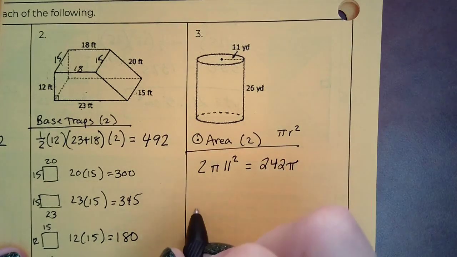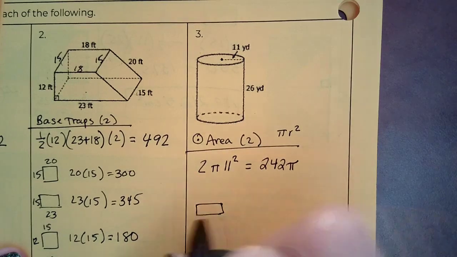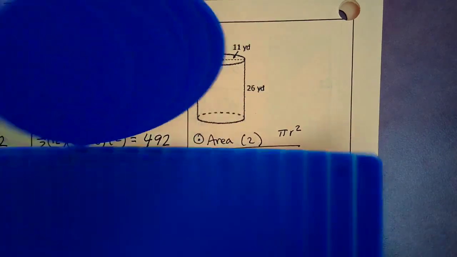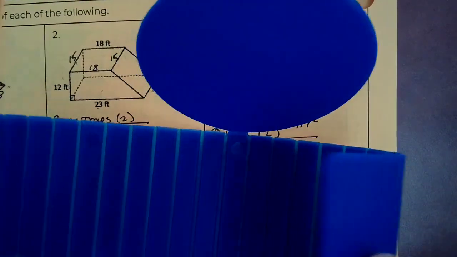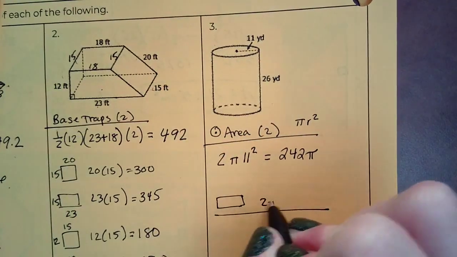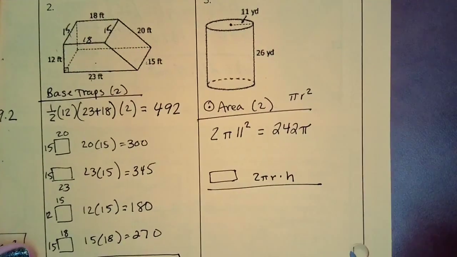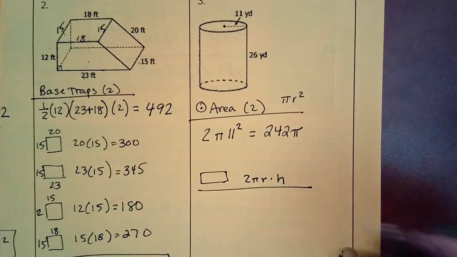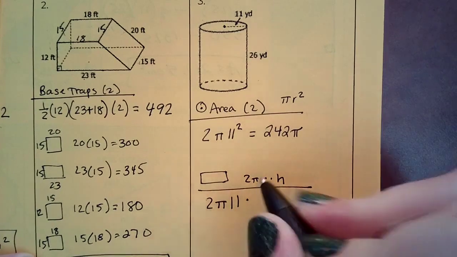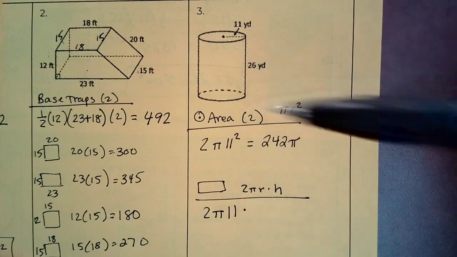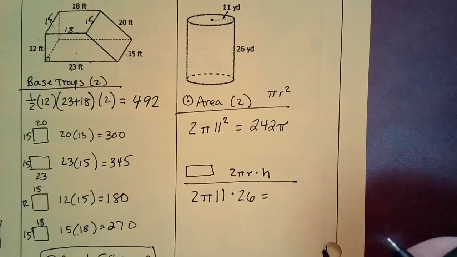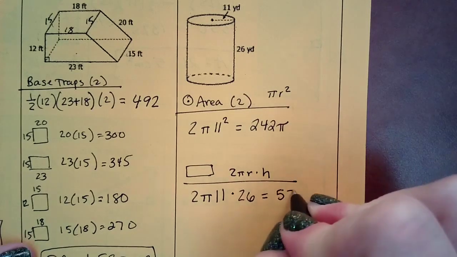Now for the round, so the rectangle, it would be the circumference. So if I'm thinking about it again, circumference times the height. Circumference is 2 pi r times the height. So base times height, circumference times height. So 2 times pi times radius, it's 11, times the height, which is the distance between the two circles, 26. Plug that into your calculator. 2 times 11 times 26. You should get 572 pi.